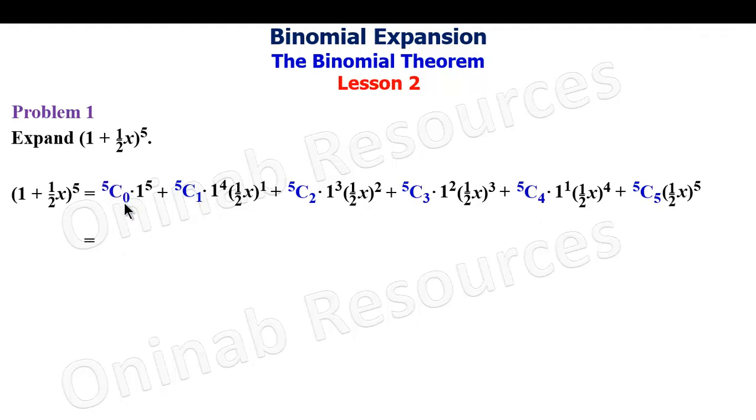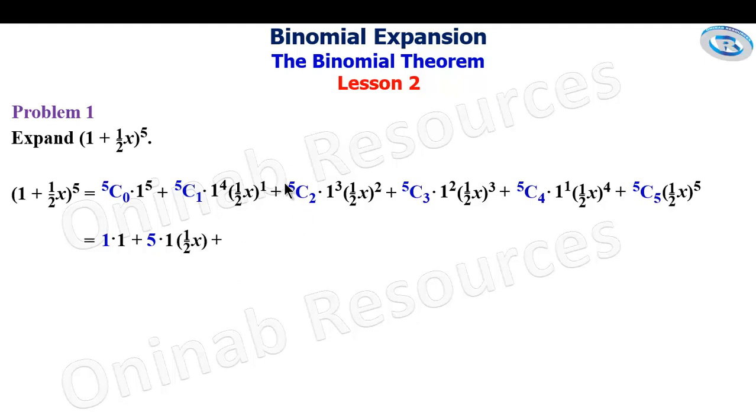So 5C0 is 1. So we have it as 1 times 1, since 1 raised to power 5 is 1. Then plus 5C1 is 5. You can obtain all this from your calculator. Then times 1 raised to power 4 is 1. (½x) raised to power 1 will still give us ½x.